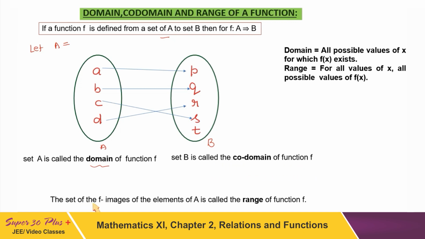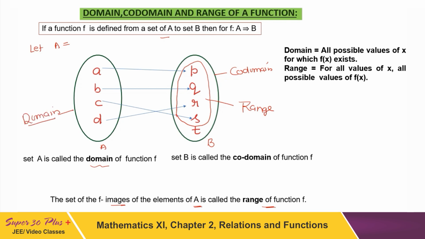Then what is the range? The set of f images of the elements of A is called the range of the function. It means the range of the function is only p, q, r, s, or you can say the range of the function is a subset of the codomain. This whole set B is the codomain, this inner part is called the range, and the whole set A is called the domain of the function.